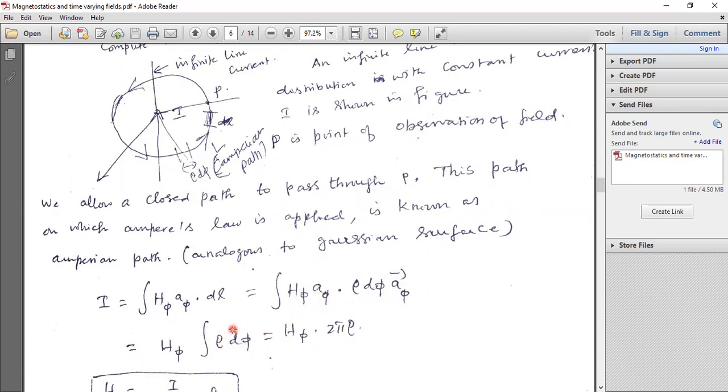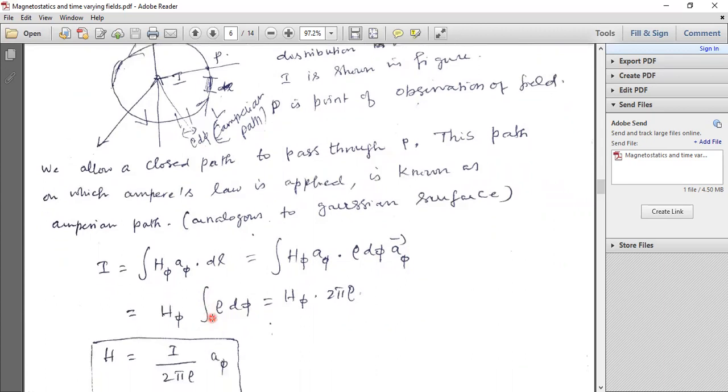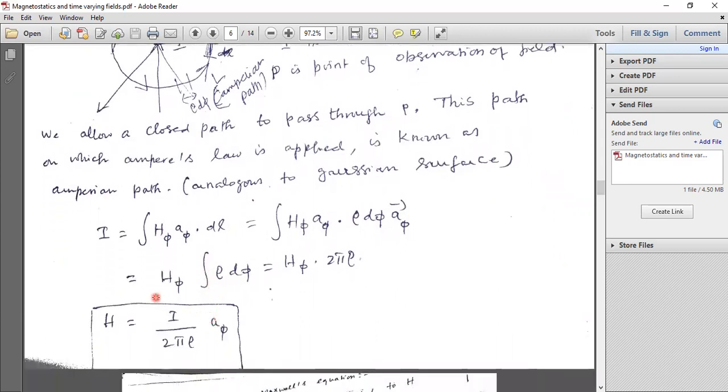When you integrate, rho is constant, the radius of the loop, so you can take it outside. The integration is with respect to phi from 0 to 2 pi because it is 360 degrees. So it is h phi into 2 pi rho. So the magnetic field intensity is H equals I by 2 pi rho into a phi. This is very simple, much simpler than Biot-Savart's law, and easier to compute the magnetic field intensity.